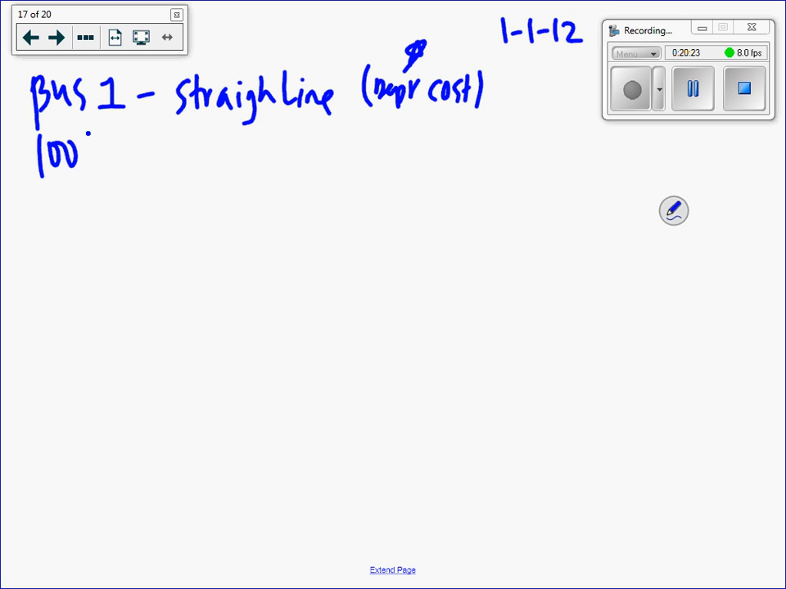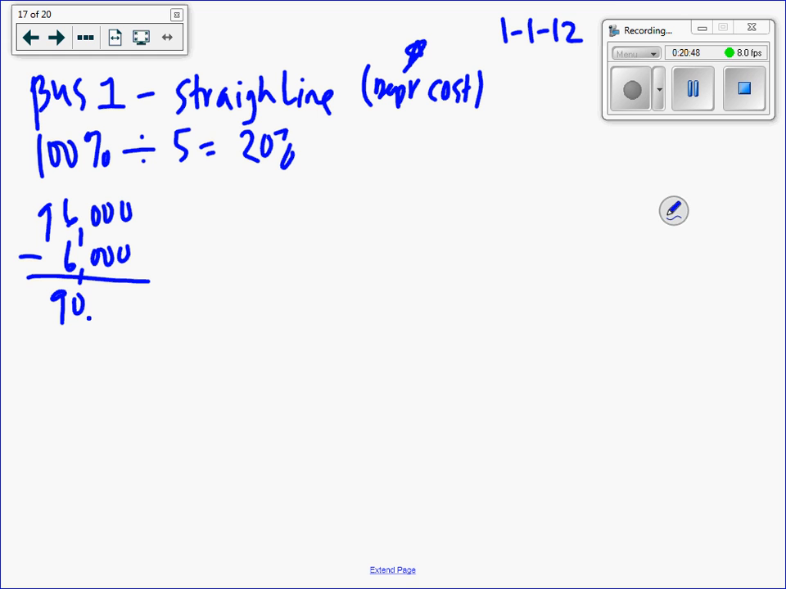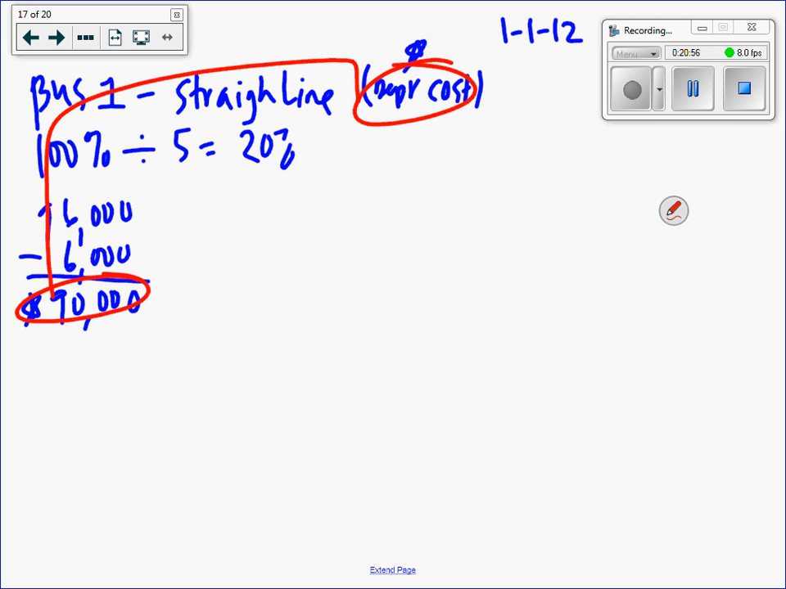Remember, straight line rate, we take 100% divided by its useful years. How many years are we going to use this thing? 5. So our straight line rate is 20%. We bought the thing for 96. Its salvage value is 6. So those are players in this. So we're going to take 96 minus its salvage value to be a depreciable cost of 90. So now we're set up to do what we're supposed to do.